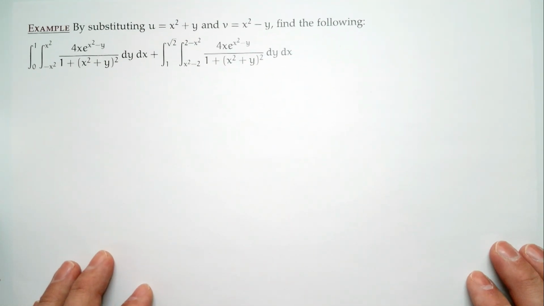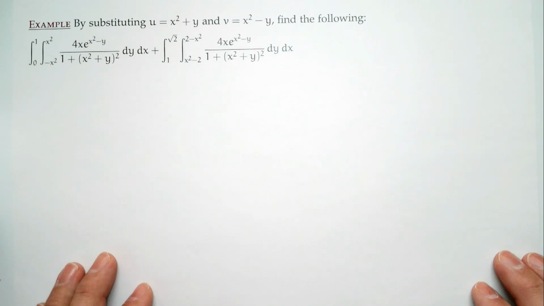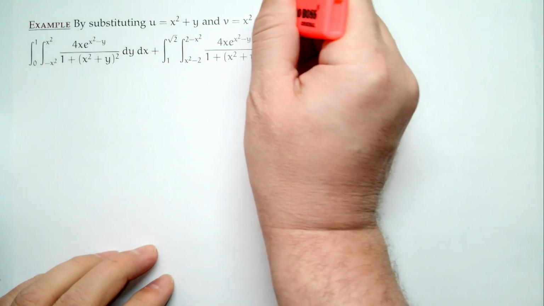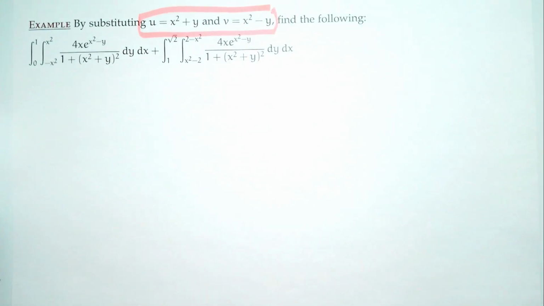So, by substituting u equals x squared plus y and v equals x squared minus y, find the following. All right. Well, this is going to be great. Okay. Well, the first step, figure out our substitution. That was good. I like that step. So we know what our substitution is. Now, we got to find the following.